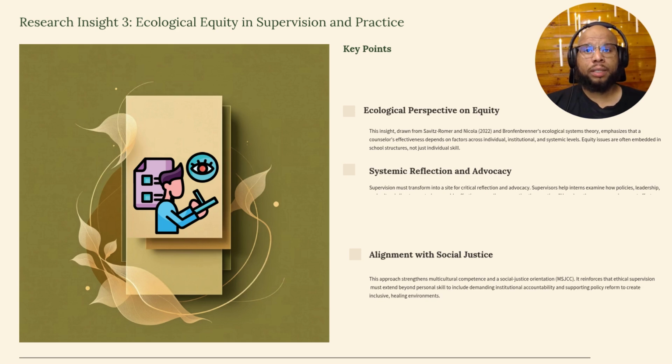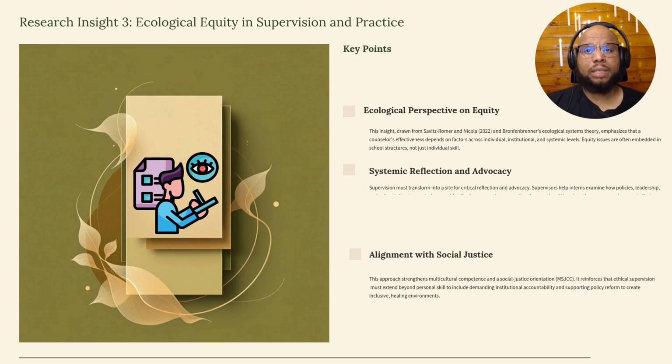Savitz, Roma, and Nicola in 2022 advocate for an ecological perspective on school counseling equity, emphasizing that a counselor's effectiveness depends on interactions across individual, institutional, and systemic levels. Using Bronfenbrenner's ecological systems theory, they argue that supervision and professional support must address barriers embedded in school structures, not just individual competencies. Applied to supervision, this means helping interns like Maria examine how policy, leadership, and cultural climate affect their counseling work. Supervisors encourage systemic thinking, asking, how does the campus environment enable or constrain your ability to counsel effectively? This ecological lens transforms supervision into a site of advocacy and critical reflection.